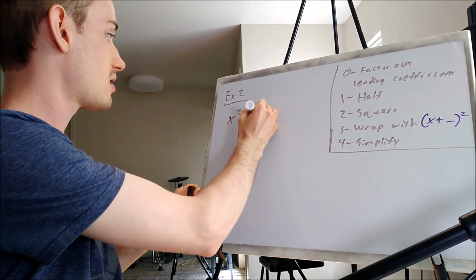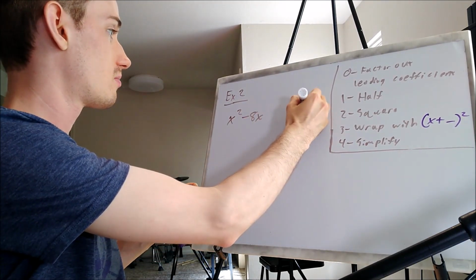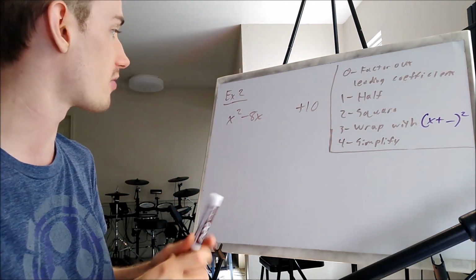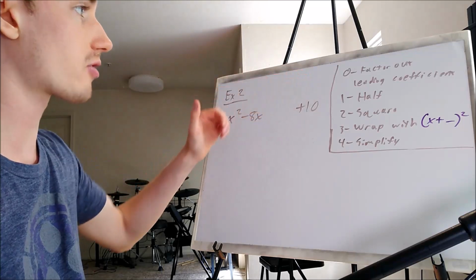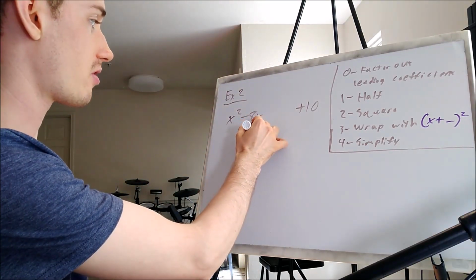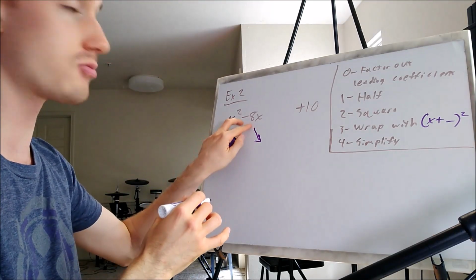x squared minus 8x plus 10. Again, I'm going to move this 10 over here so we have a little bit more space for a couple of extra terms. First step is to factor out the leading coefficient. There is no leading coefficient here, so we don't need to worry about that. Next, we take half of the middle term, or the middle coefficient. One slightly tricky thing here is we have to keep track of this negative here.